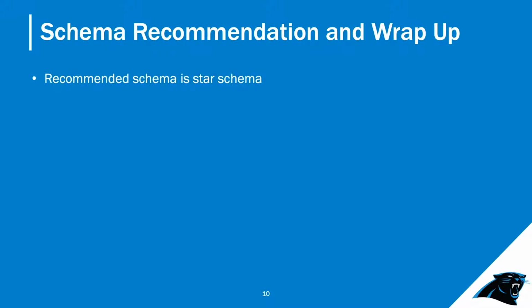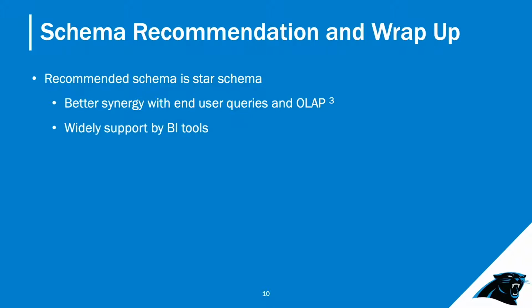For the sake of business user queries in relation with OLAP cubes, a star schema is the recommended schema for the Carolina Panthers to build their data around. It is a simple design that allows for faster queries and also fast OLAP cube processing. This schema is also widely supported by business intelligence tools.